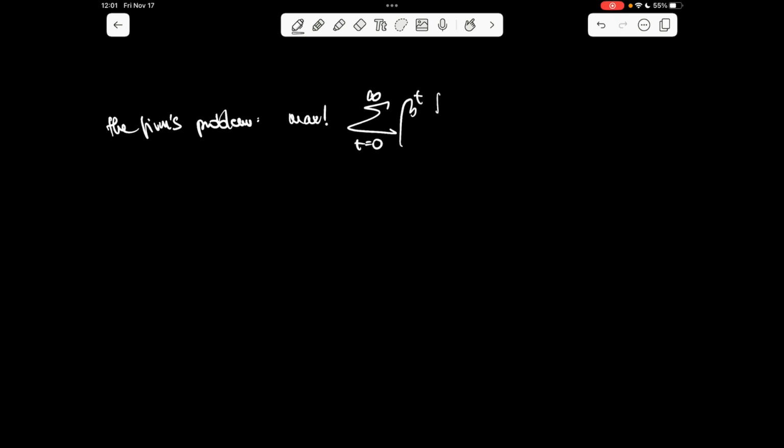This is a profit flow, a discounted profit flow. This is a production function with one input, which is labor force. Yes, this is a production function with one input. I'm just double checking. And the firm pays a salary to the household.